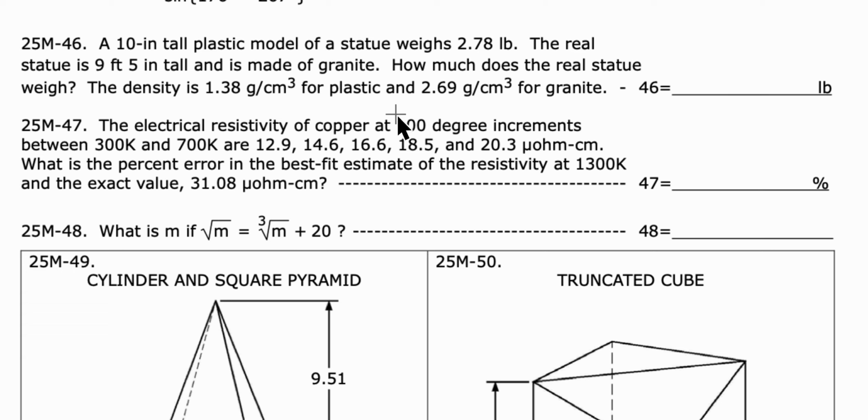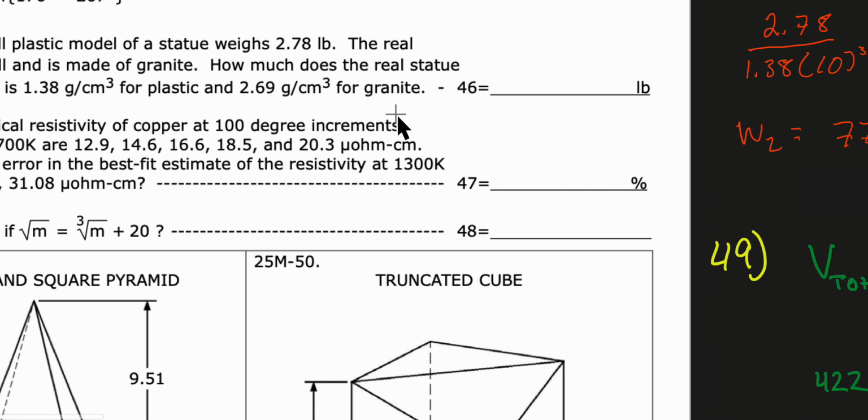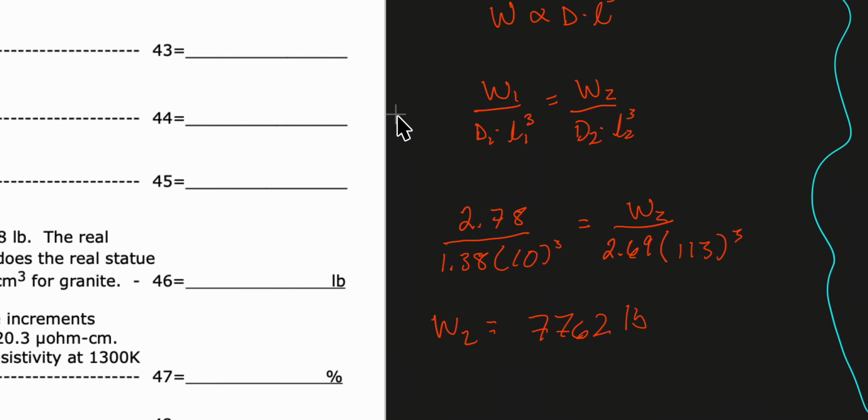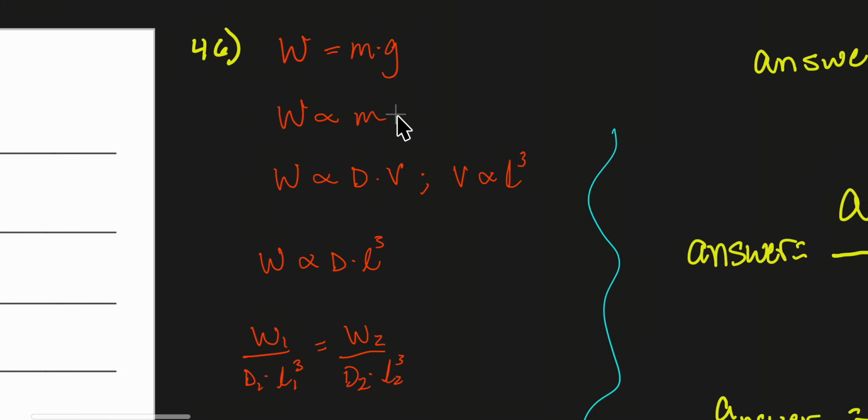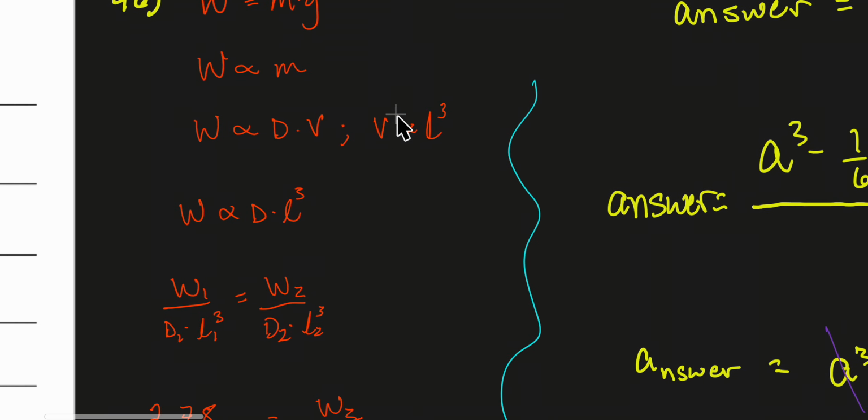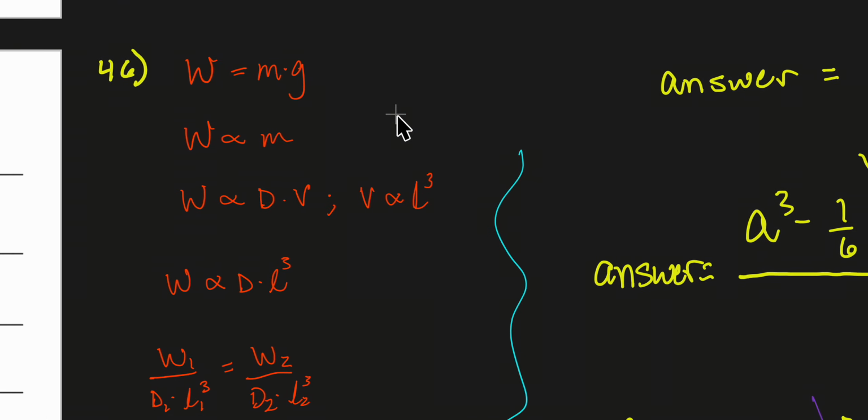46 reads: a 10-inch tall plastic model weighs 2.78 pounds, and a real statue, made out of granite, is 9 feet 5 inches tall. How much does the real statue weigh? They also tell us there's this density here. So the setup for this is, again, keeping track of proportionalities. In this case, they're giving us weights and lengths and something about densities.